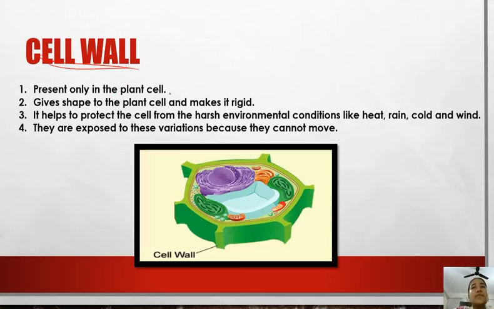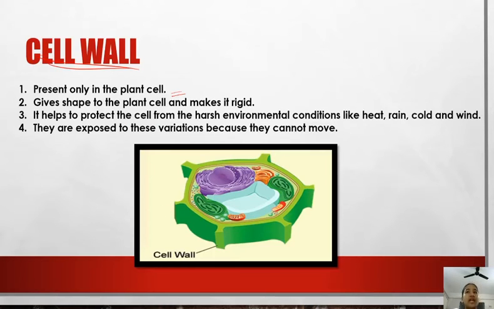Cell wall is present only in the plant cell. It's an important thing to know. Whenever you go through the differences between plant and animal cell, you must keep in mind that the cell wall is present only in the plant cell. It gives shape to the plant cell and makes it rigid. Rigid in the sense that it gives a proper shape. So plant cells are given shape by the cell wall, and animal cells by the cell membrane.